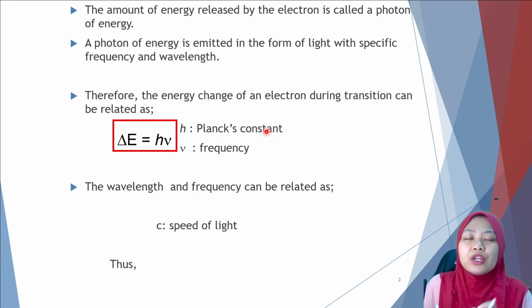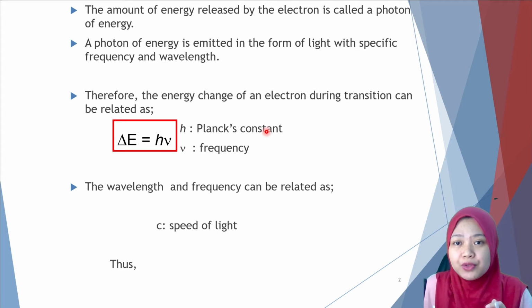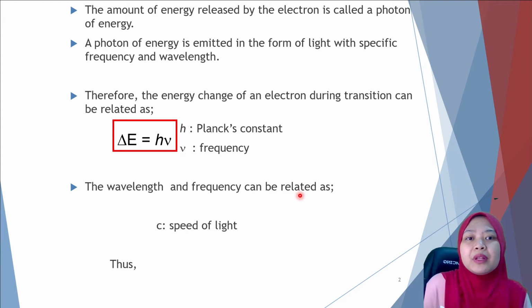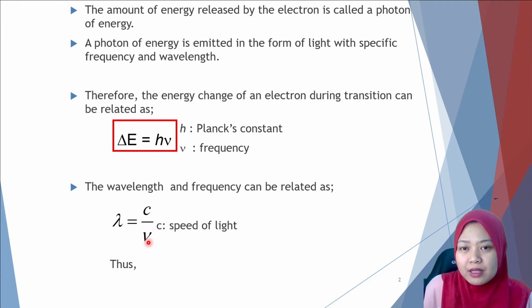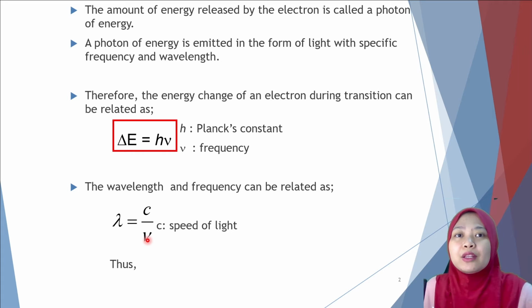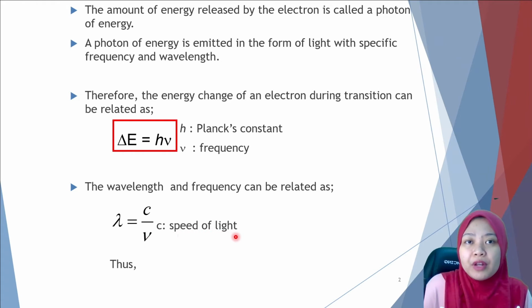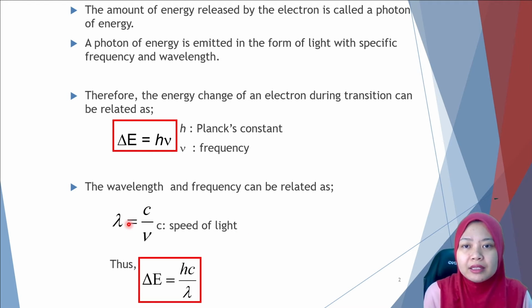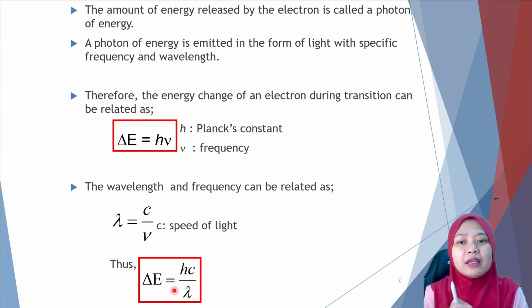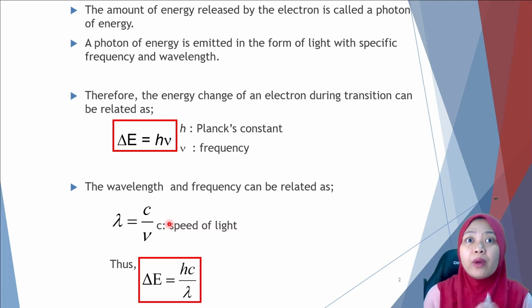The value of Planck constant, you can refer to the list of constant values. The wavelength and frequency can be related as lambda equal to c over nu, which is frequency. Once you get the frequency, you can also calculate the wavelength of that light. The value of speed of light you can get from the list of constant values. Thus, you can combine these two formulas, the first one and the second one, then you will get the other formula, which is delta E equal to hc over lambda. So this, the third formula, shows the relationship between the delta E and wavelength. These are the formulas in chapter 2 that you have to memorize.